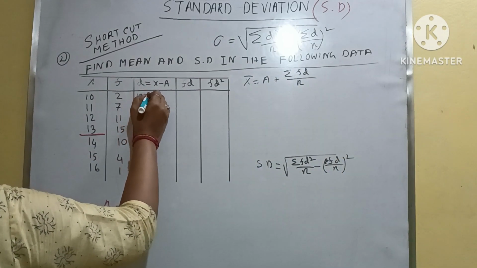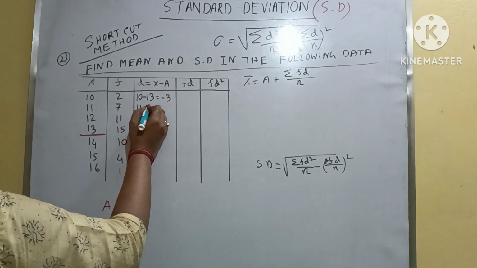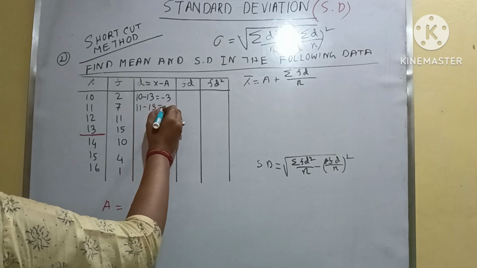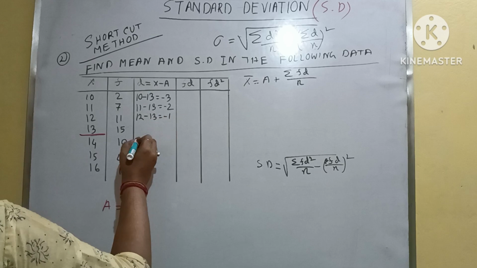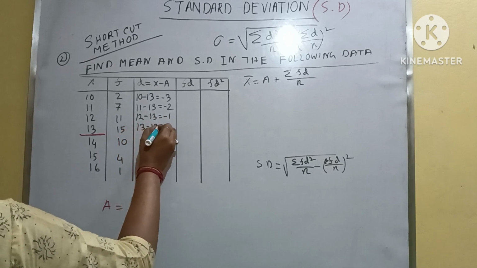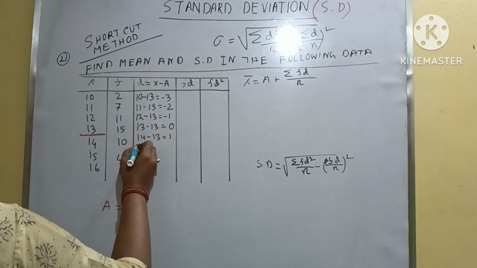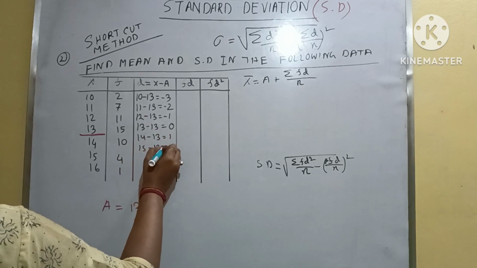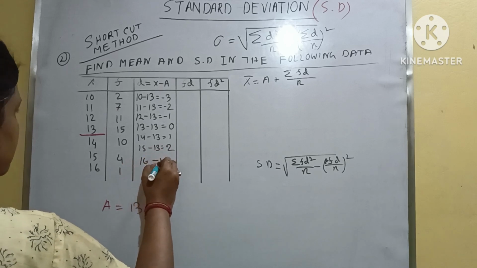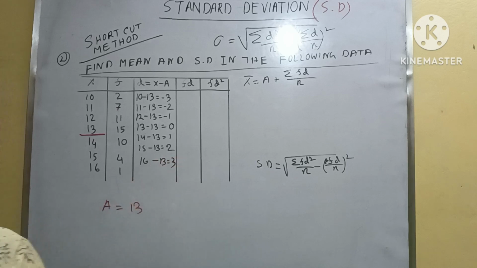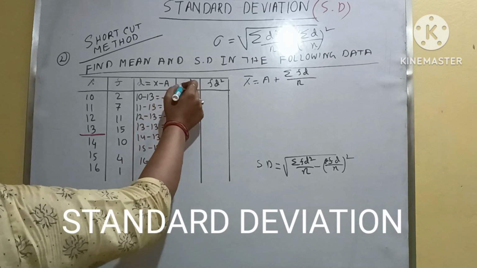So D equals 10 minus 13, that is minus 3. 11 minus 13, that is minus 2. 12 minus 13, that is minus 1. 13 minus 13 is 0. 14 minus 13 is plus 1. 15 minus 13 is plus 2. And 16 minus 13 is plus 3. Clear? After that we have to calculate fD.